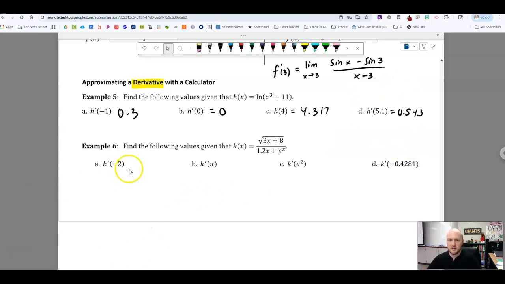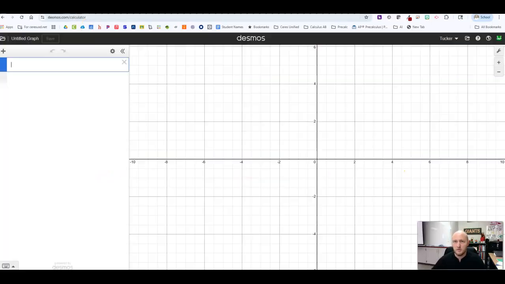The last one that I wanted to show you is how do I do this in Desmos? And Desmos, quite frankly, is kind of easier to work with. So let me go ahead and show you. We have a function called k, and they want these values. So in Desmos, you can open up a Desmos graphing calculator. You're going to define your function, similar to what we do in the TI Nspire. Okay, I'll call it k of x.